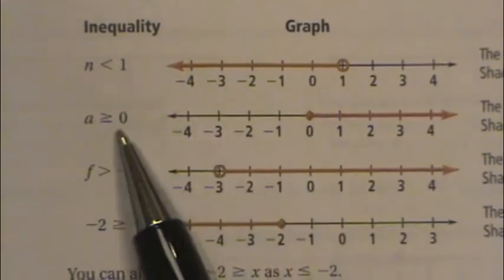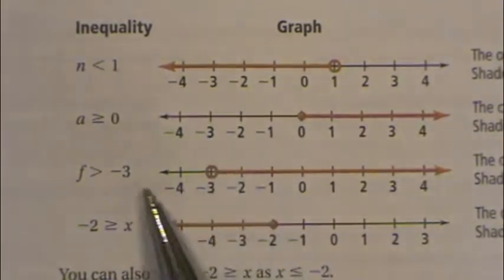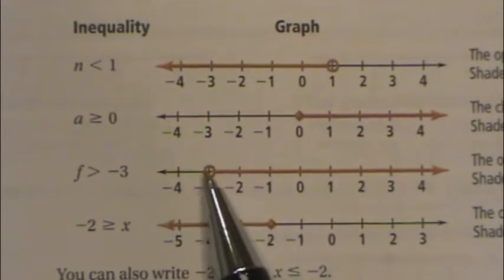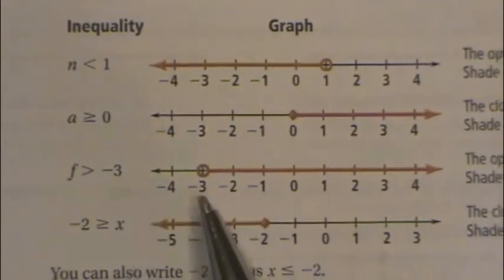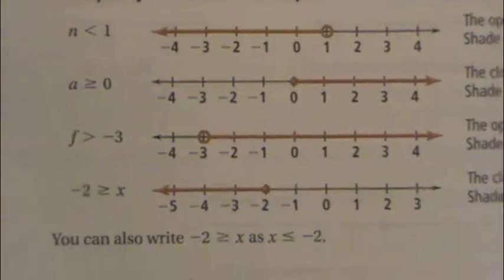A filled in circle shows that we are including 0. The open circle on this one shows that 1 is not included. This one, f is greater than negative 3. Open circle, because negative 3 is not part of this party. Everything bigger than that is part of our solution.